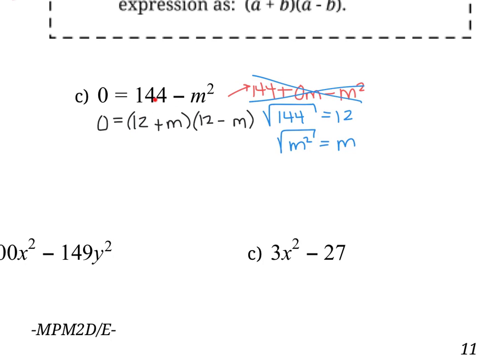And if we expand this, let's do it in our head really fast. 12 times 12 is 144. 12 times negative m is negative 12m. Then we have m times 12, plus 12m. So negative 12m plus 12m cancels out. And I have m times negative m makes negative m squared.